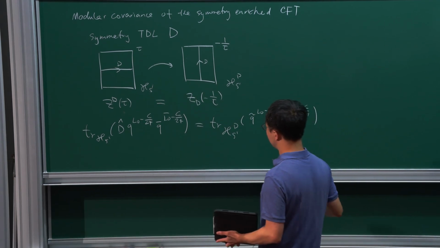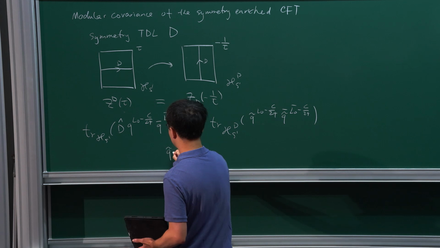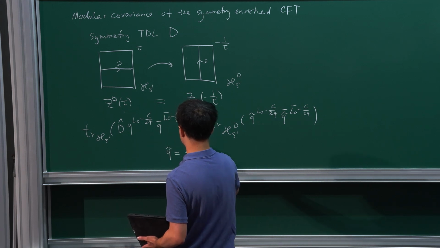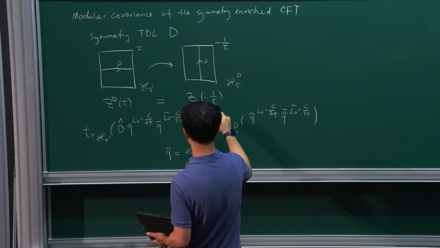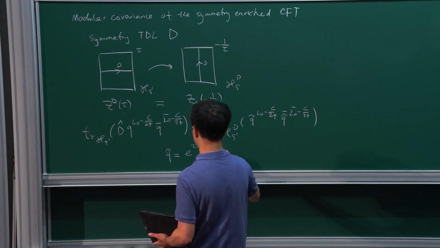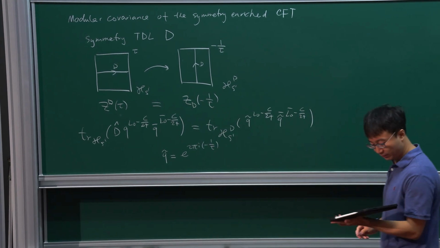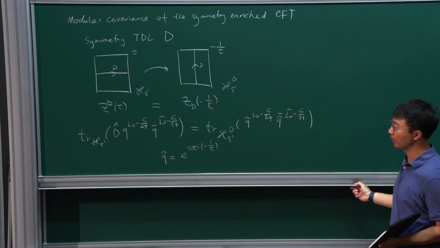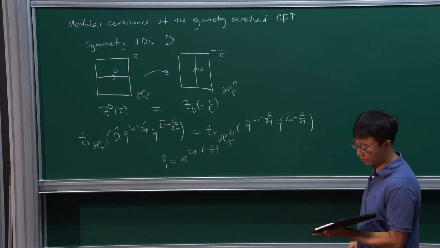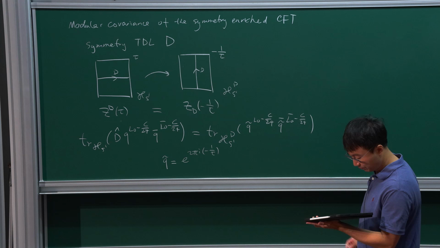And the q tilde is defined as e to the 2 pi i tau, where tau is set to -1 over tau, and so on for q tilde bar. So it's the S transformed version of the original q parameter on the left-hand side.